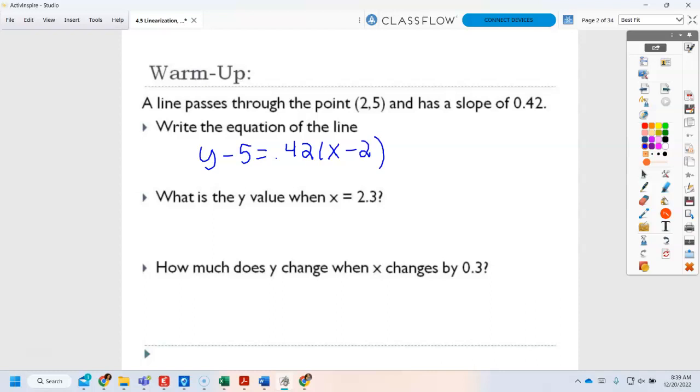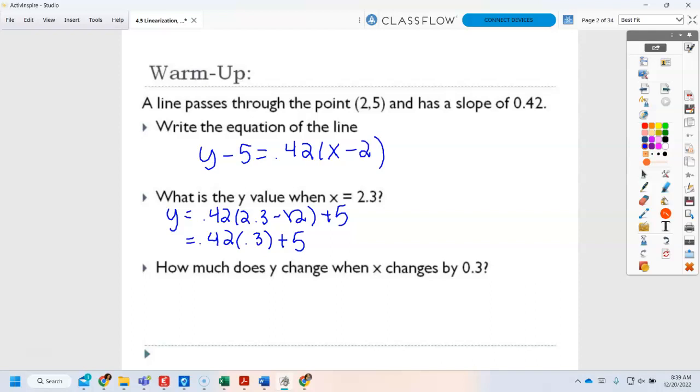Then it asks you what is the value of y when x is 2.3. So if I wanted to know the y value when x was 2.3, we would solve the equation for y. We would plug 2.3 in for x. So I'd add 5 to the other side and put 2.3 in where my x is. So then I get 0.42 times (2.3 minus 2), which leaves you with 0.3 times 0.42, plus 5.